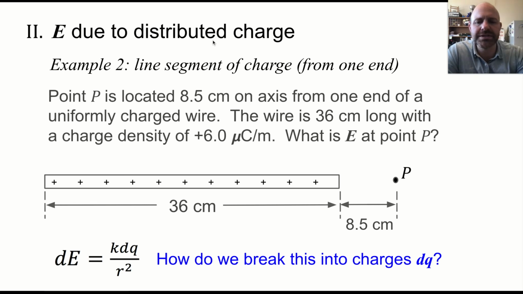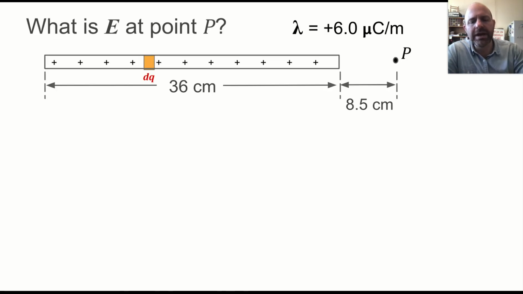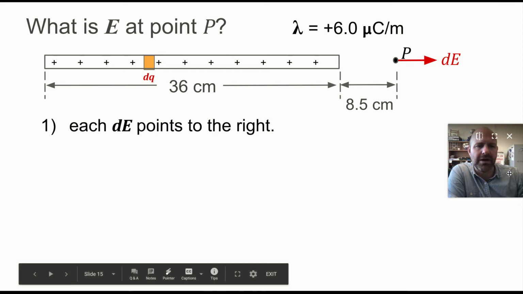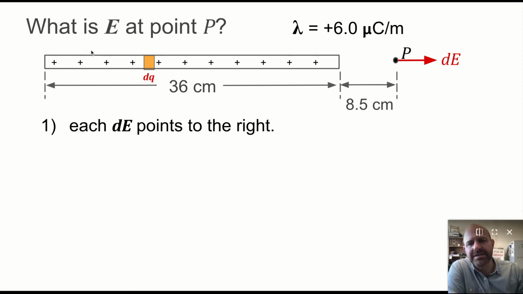Well, first we have to say the little bit of electric field is k dq over r squared. I can't add up some from the first dq to the last, so I need to switch this into linear or spatial coordinates. So I think of a little bit of dq, that's the little orange block there. And if I move across from one end to the other, I can add up the effect of all those little bits of dq. And that little dq provides a little bit of dE, the smallest amount of electric field that we can have. And since these are all positive charge, it would all be away from the charge. So each little dE points to the right.